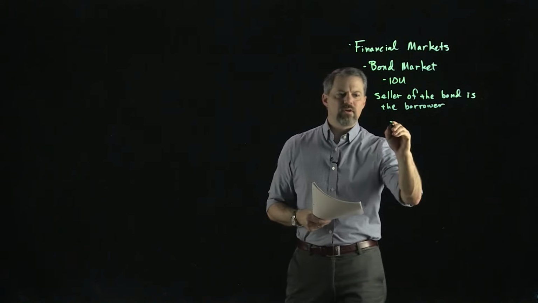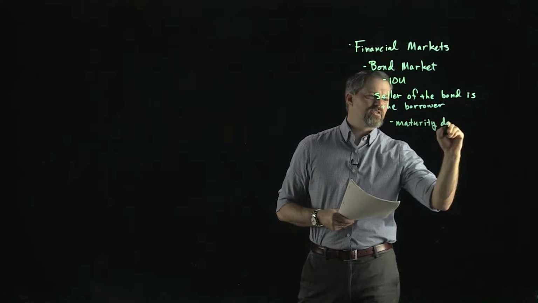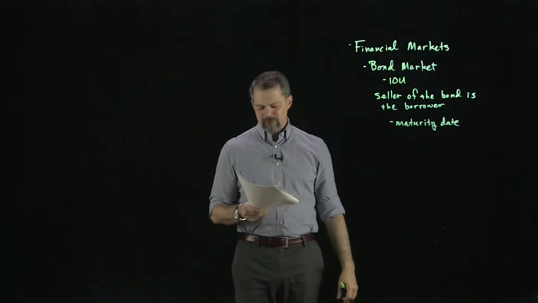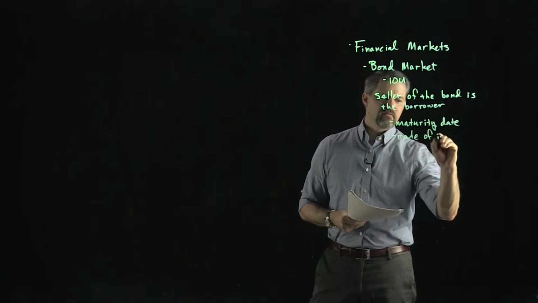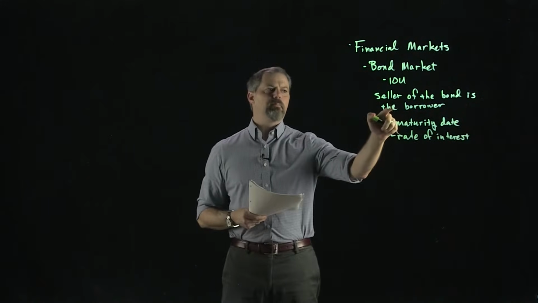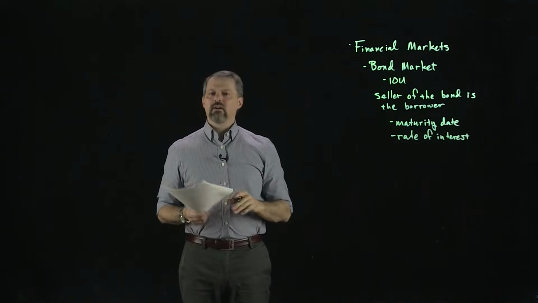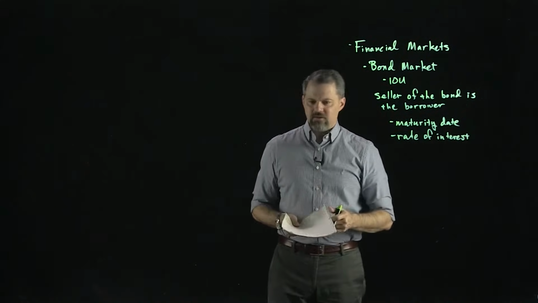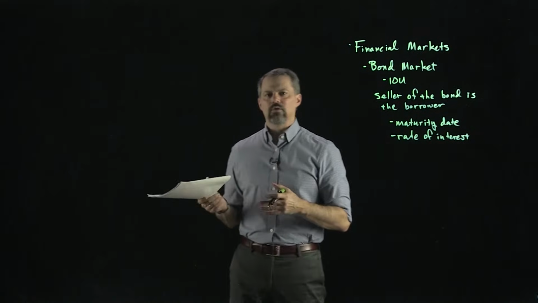Of course there's going to be a maturity date. This is a loan, and so the date at which the loan will be repaid needs to be specified, and we call that the maturity date. There's going to be a rate of interest. That rate of interest is the amount of money that the borrower is going to pay to the lender. And there are millions of different types of bonds out there. There are bonds that are sold by corporations. There are bonds that are sold by federal and state and local governments.